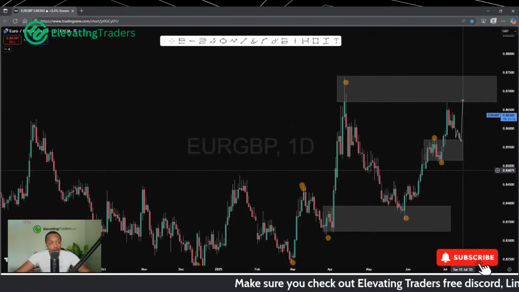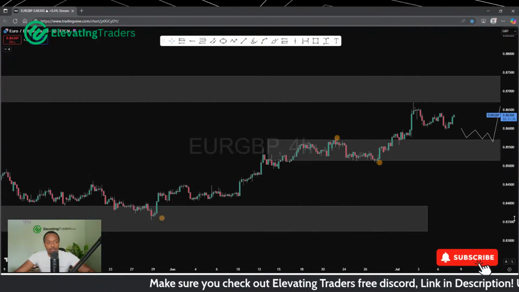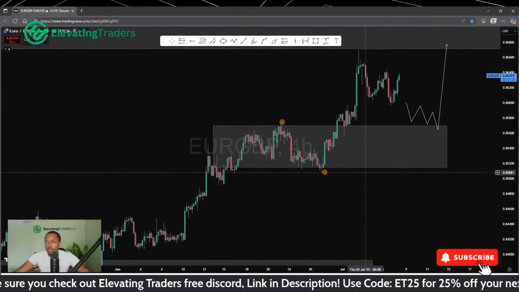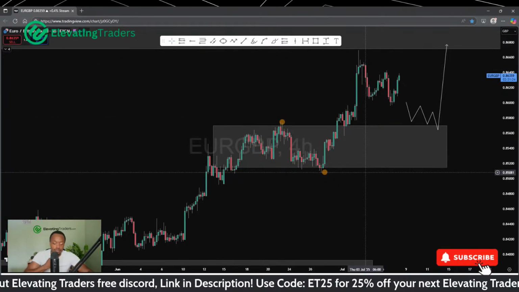But for Euro Pound, same logic here applies. Just looking for a deeper pullback. I like the zone here. Nice range, strong break to the upside. Hoping for a pullback into that zone.